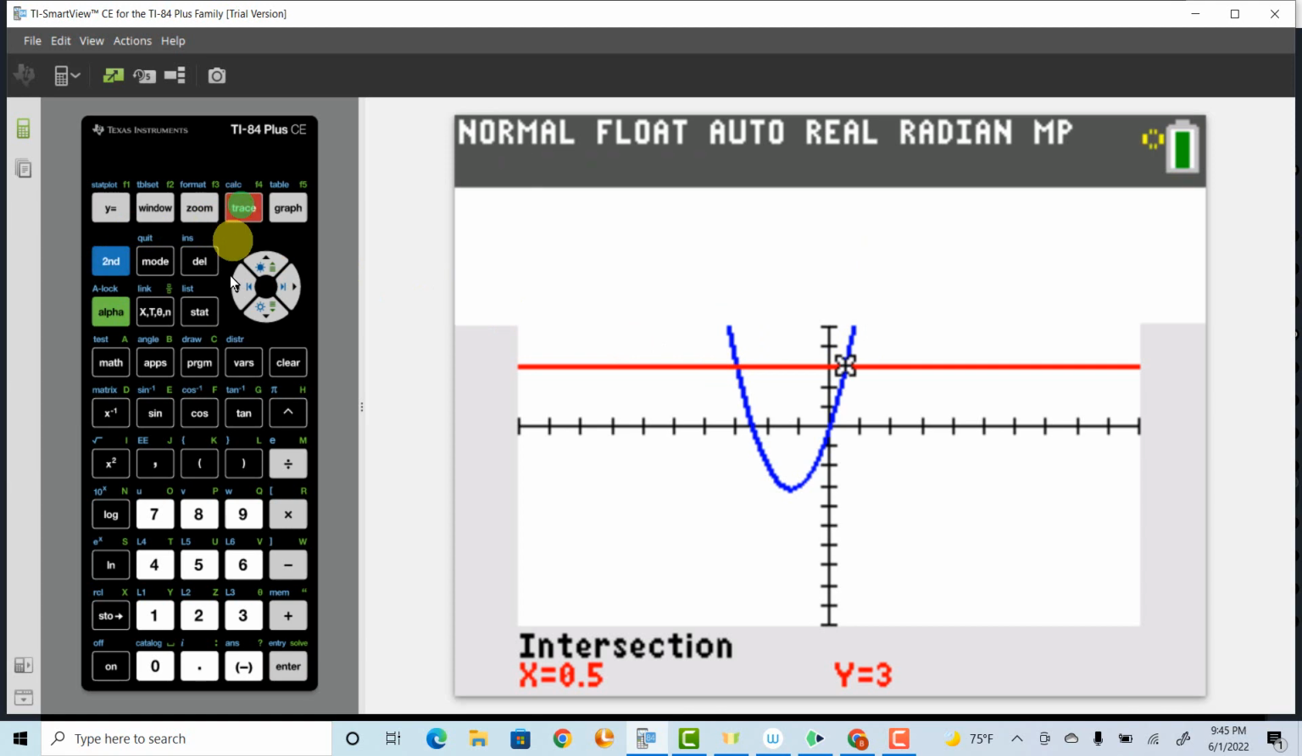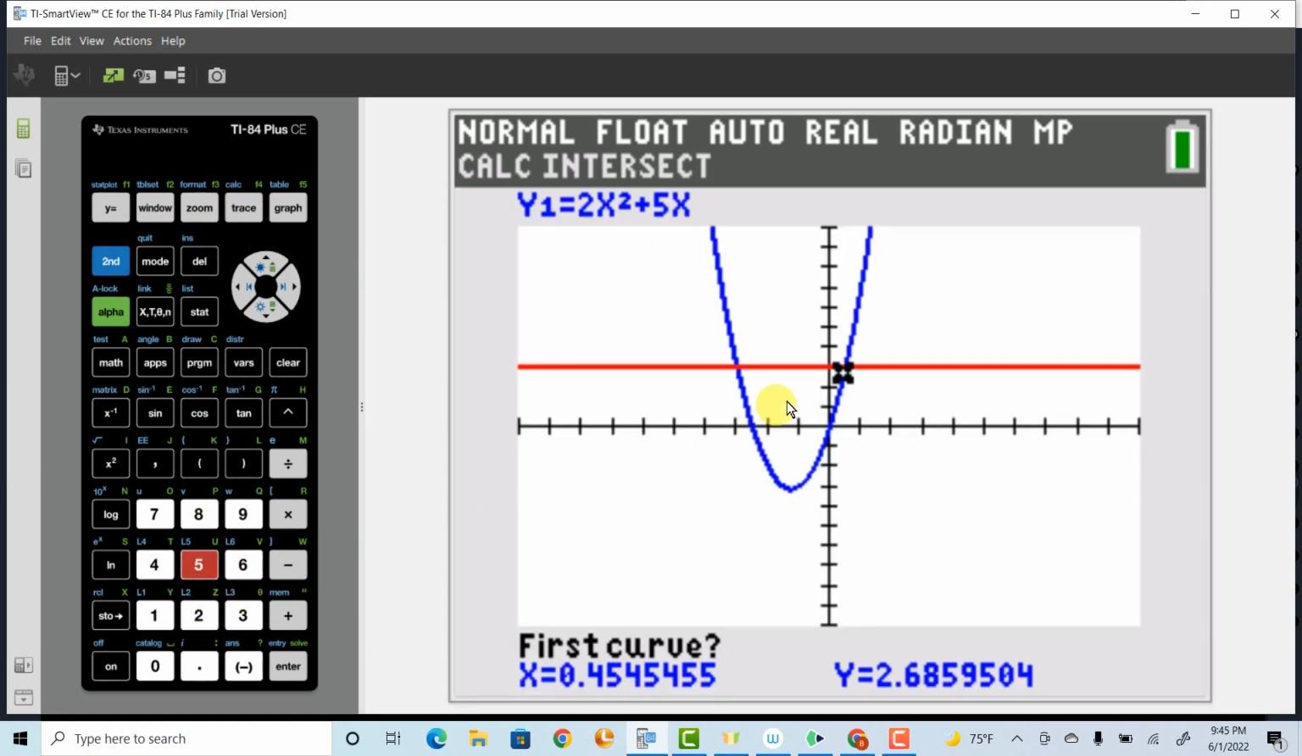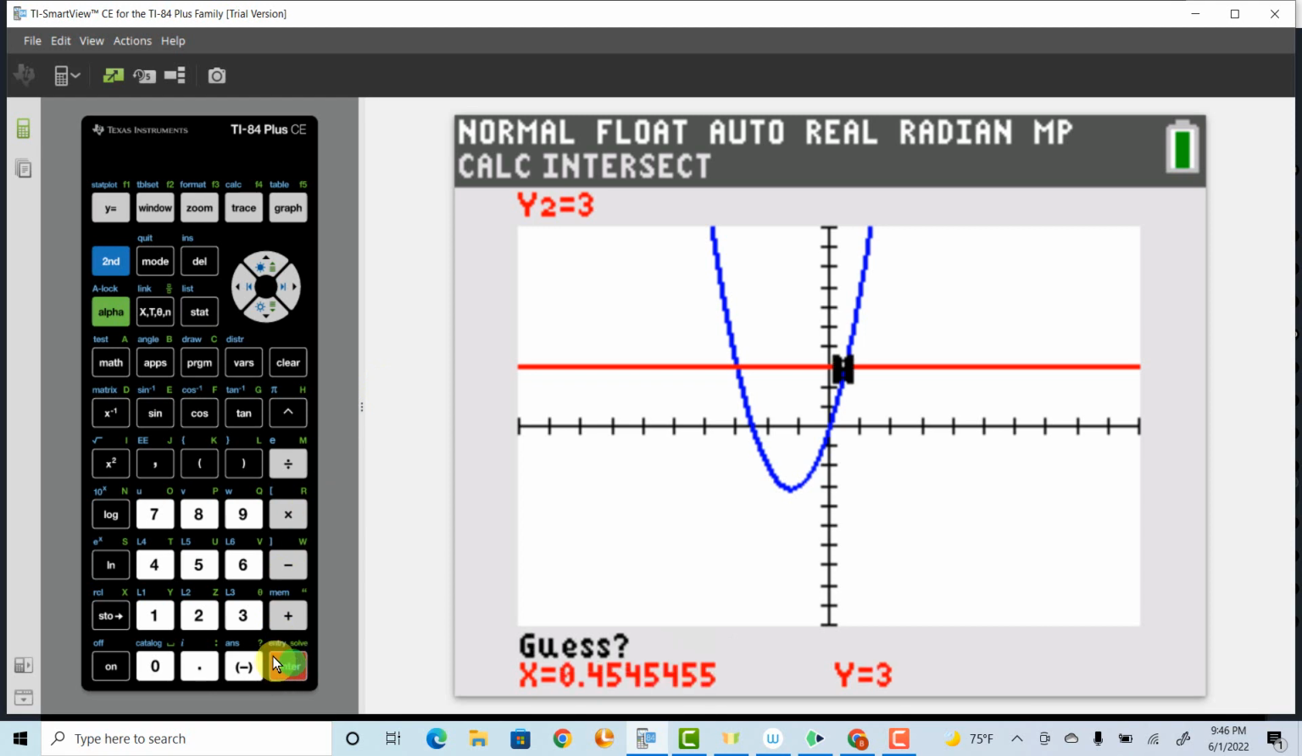So we'll do calculate intersect, number 5 again. It's asking for the first curve, and look up here, you can see what the curve is, so press enter. It's asking for the second curve. And see, this is so helpful because it's almost hard to tell which curve it's highlighting here. So look up here so you can see which one. So we'll press enter. Now we need to guess.